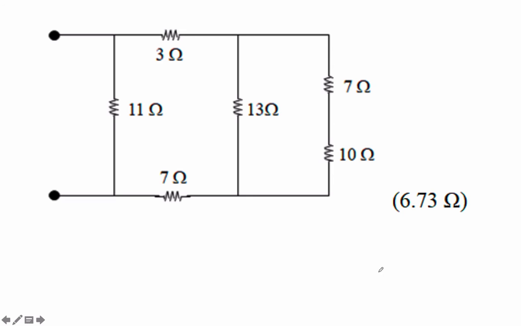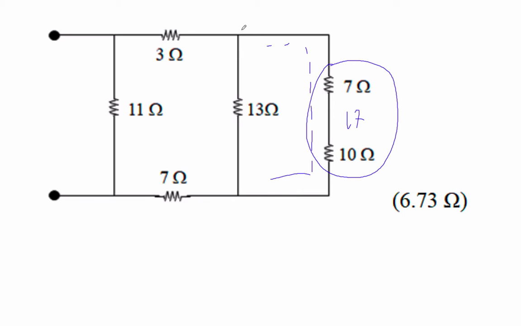Okay, so let's take a look at this guy, right? There's only one place to start, I believe, and that's right here. If you look, in this case, if the current followed this path, it would go through this one, then this one. So this is series, and that's 17, right?